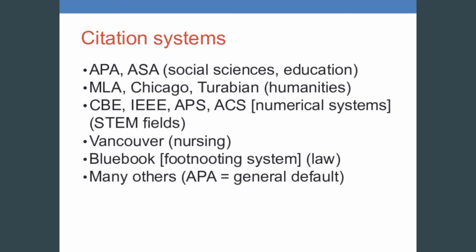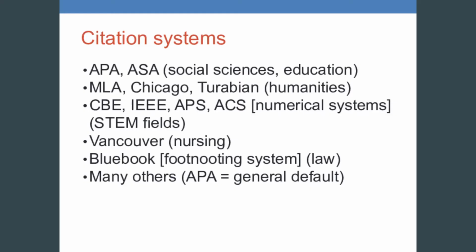And we saw numerical citation systems, which are common in various STEM fields: science, technology, engineering, math. They tend to use those kinds of numerical systems, and there are a lot of them in different fields of STEM. In medicine, you see an AMA style that's kind of like the STEM fields. Nursing uses either APA or Vancouver.